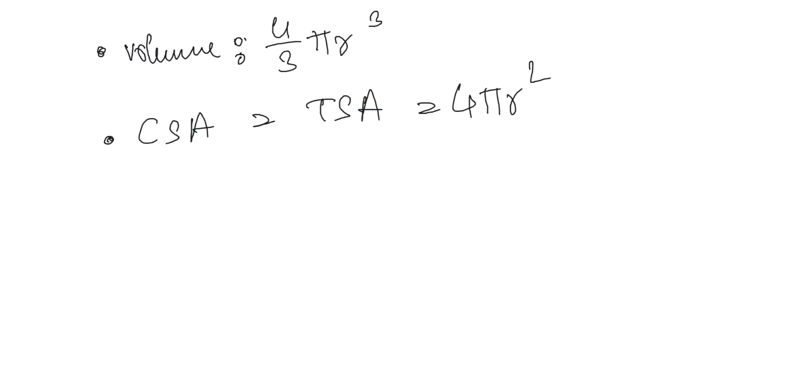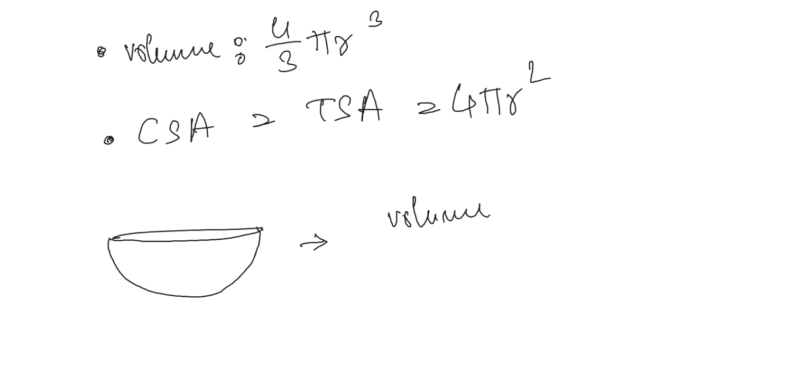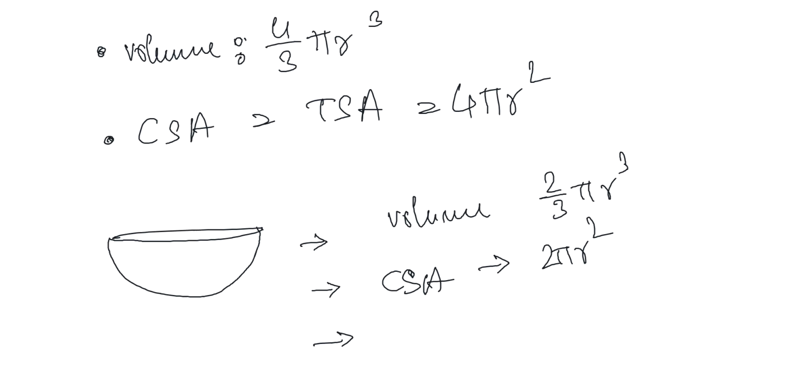Then we have hemisphere. Its volume is 2/3 pi r cube. Its curved surface area is 2 pi r square and its total surface area is 2 pi r square plus pi r square.